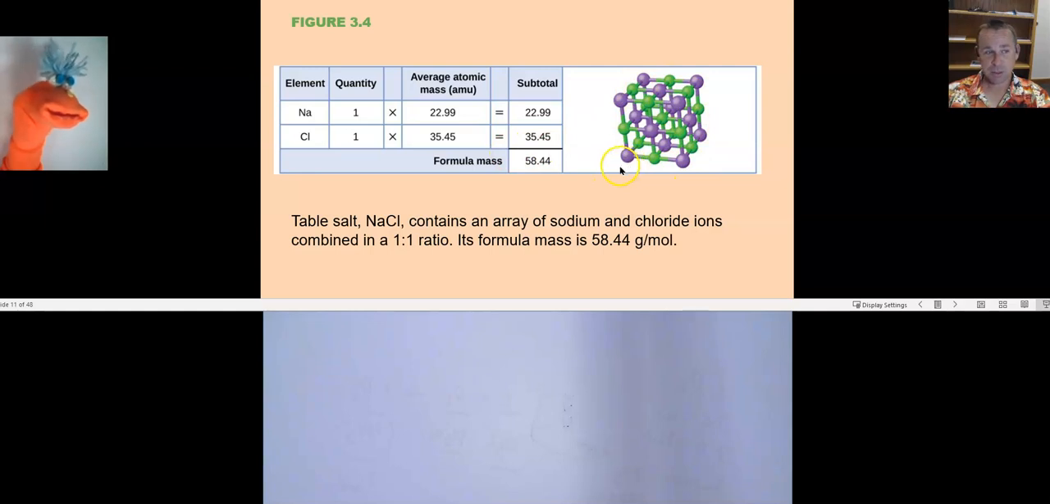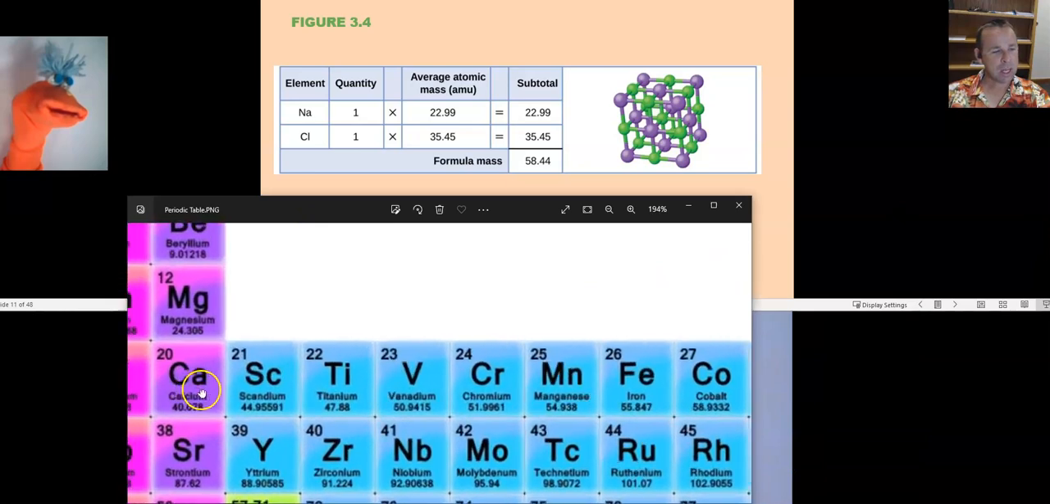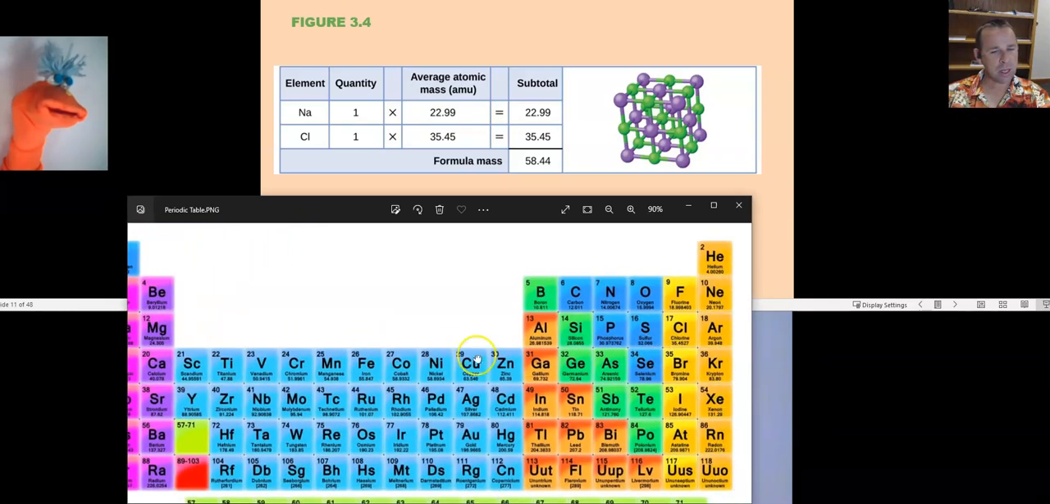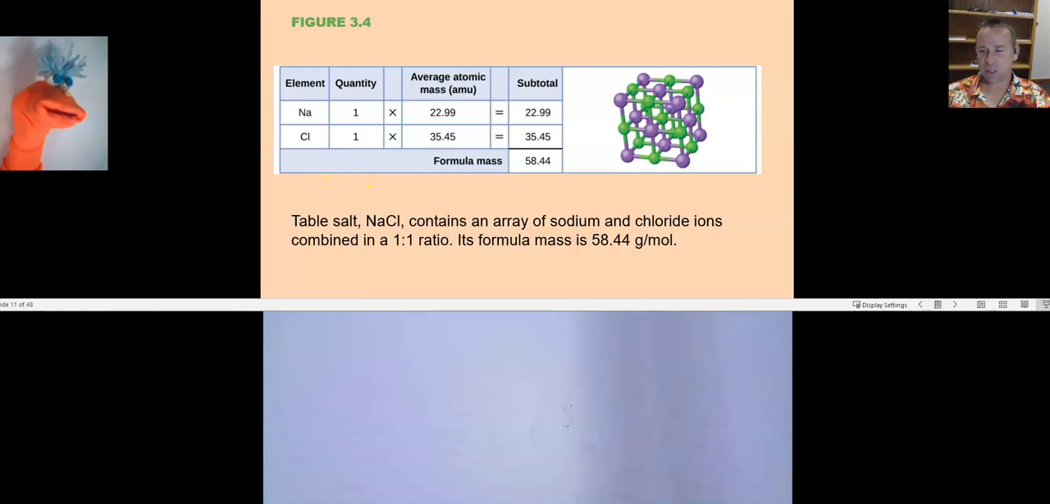Does that make sense? Yeah, but did you take the mass of the sodium ion or the sodium atom? Well, that's a good thing to think about. We took the mass of the atom, which is here on the periodic table, sodium here, and the chlorine over here, right? And because the mass difference between atoms and ions is never significant, it won't matter. You can always just use the mass on the periodic table. Okay.